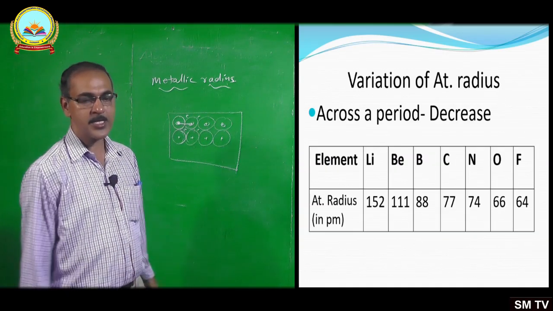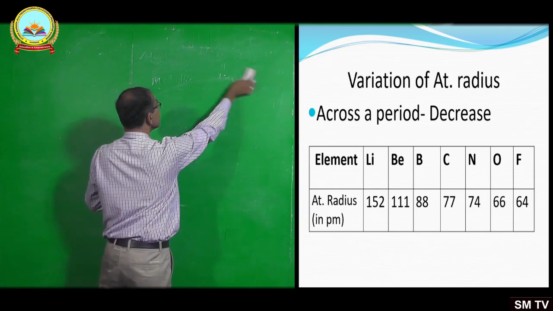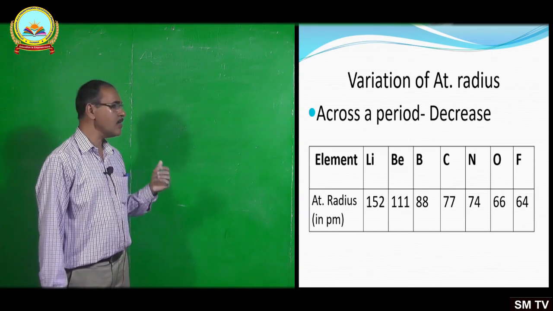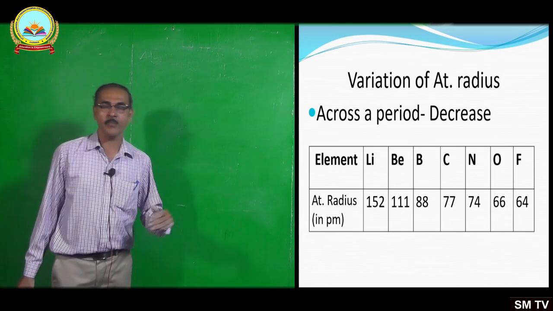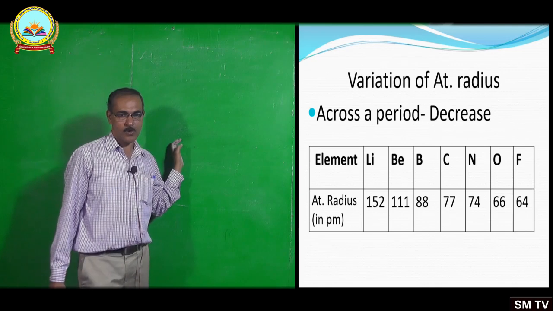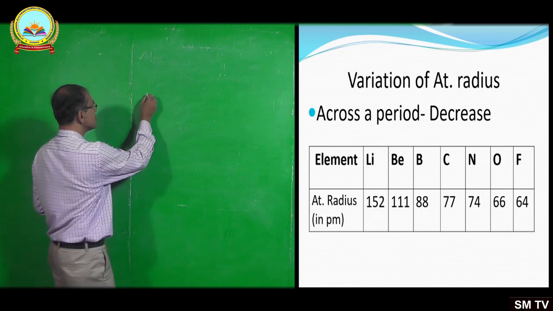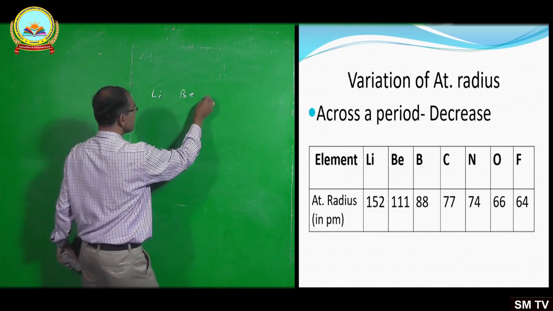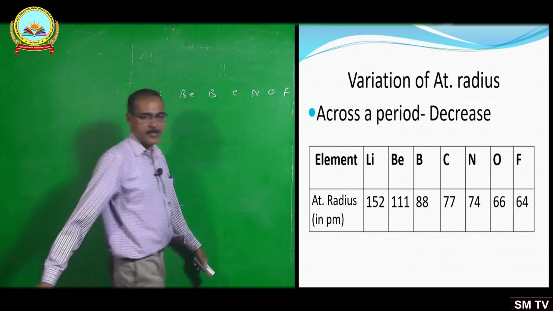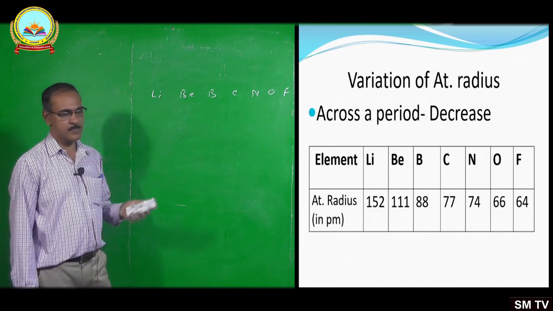Now, let us see the variation of atomic radius in the periodic table, its trends. Across a period, what happens? Down the group, what happens? You can watch the values of the atomic radius. The radius is given in picometer. You have the elements here: lithium, beryllium, boron, carbon, nitrogen, oxygen, fluorine, just to observe the trends.